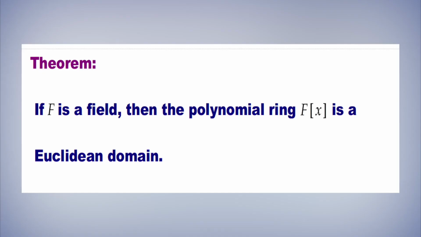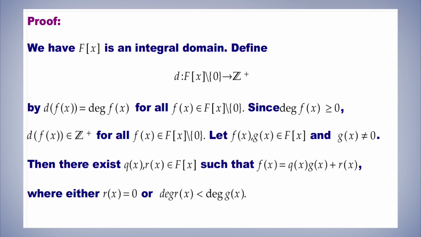Let us now see a theorem. If F is a field, then the polynomial ring F[x] is a Euclidean domain. The proof: we have F[x] is an integral domain. Define d from F[x] minus {0} to Z+ by d(f(x)) equals degree of f(x) for all f(x) belonging to F[x] minus {0}. Since degree of f(x) is greater than or equal to 0, d(f(x)) belongs to Z+ for all f(x) belonging to F[x] minus {0}. Let f(x) and g(x) belong to F[x], where g(x) is not equal to 0.